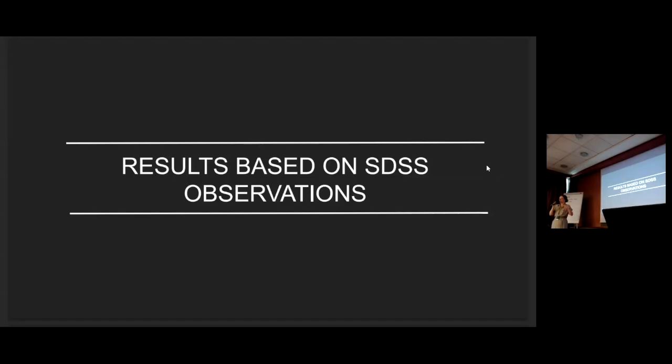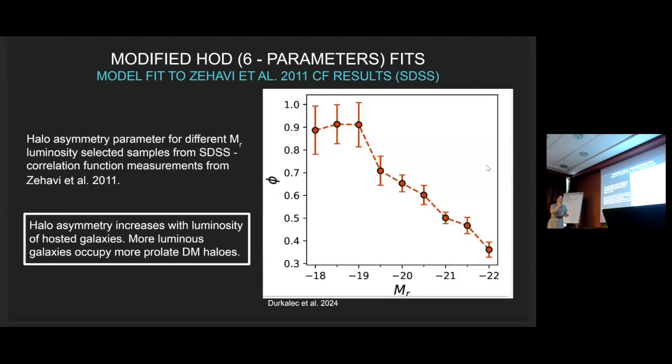Okay, but how is it going to work for the observations? So I asked one of the authors of the very famous paper from Zehavi et al. from 2011. They measured the correlation function in HOD modeling based on the SDSS data, and they gave me the results so I could compare to them. But first, I wanted to check how the phi is going to change for their samples.